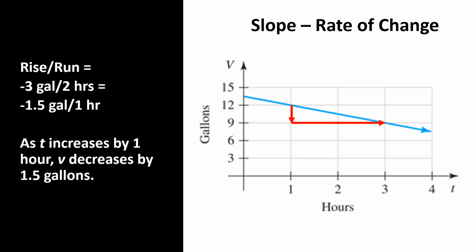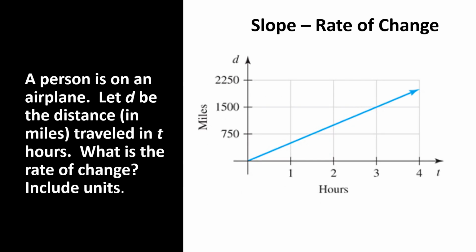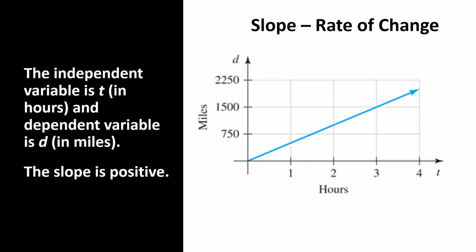Let's do another example. A person is on the airplane. Let d be the distance, measured in miles, traveled in t hours. What is the rate of change? Include the units. Again, we want to identify the independent and dependent variables. The independent variable is t, measured in hours, and the dependent is the distance, measured in miles. From the graph, we see that the slope is positive. The longer the person is on the airplane, the distance is increasing. Let's compute the value of the slope.